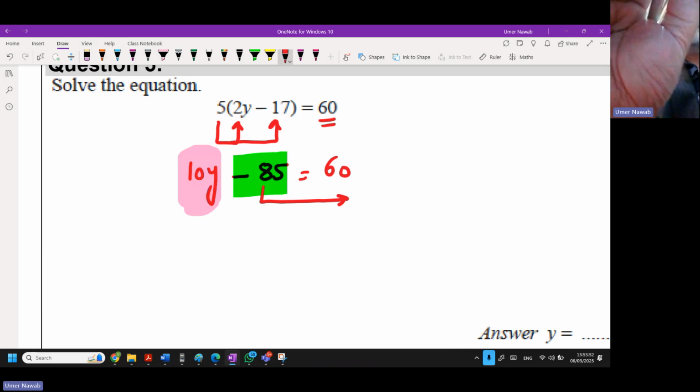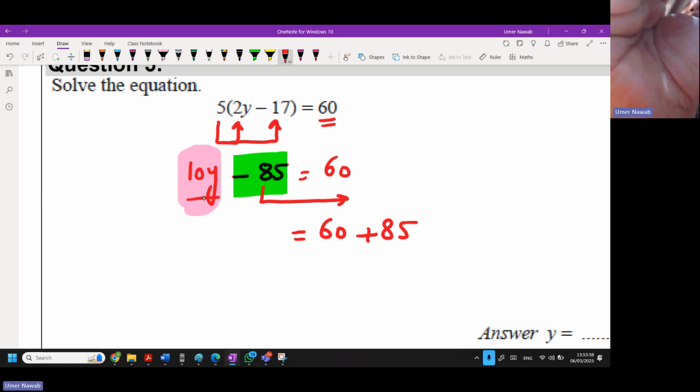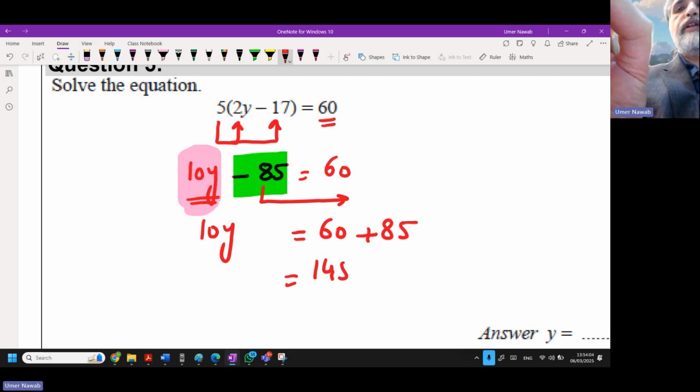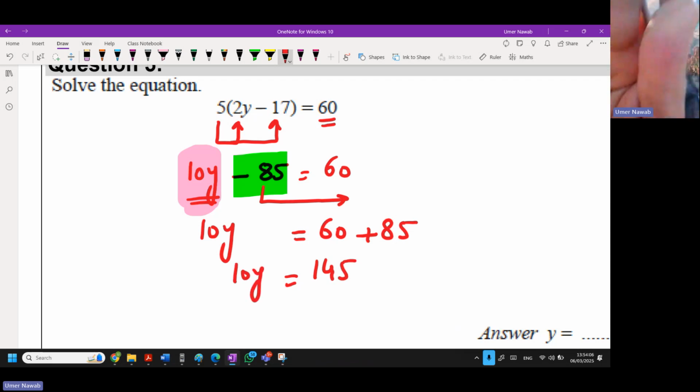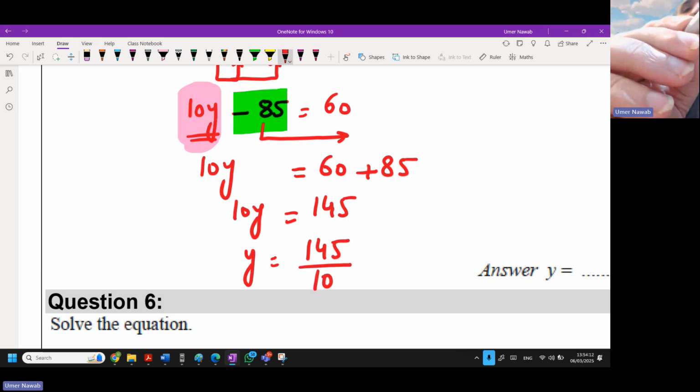So it's better to send minus 85 to the right. So 60 minus 85 becomes plus 85, and 10y is already on the left hand side. Now 60 plus 85 is 145, and this is 10y. Now 10 will move to the right. The multiplication changes to division, so 10 will be written in the denominator.